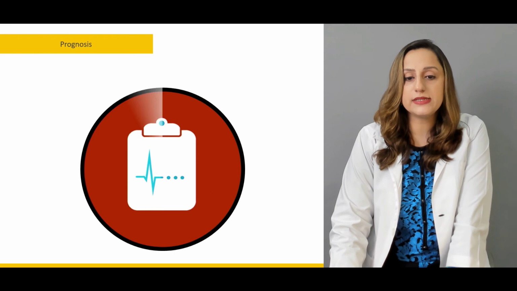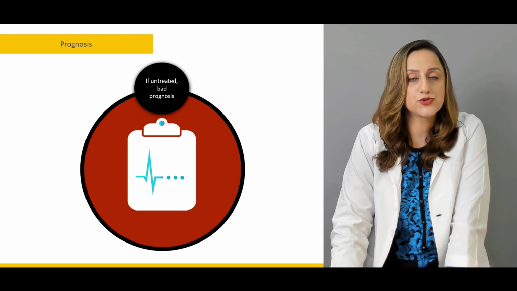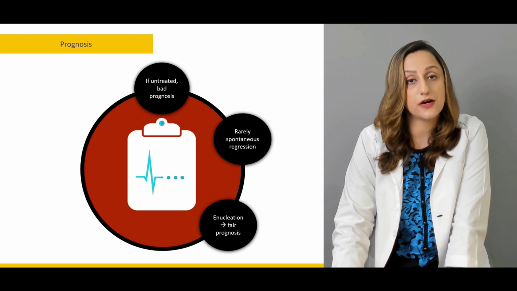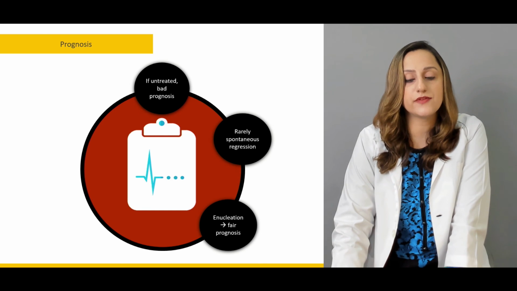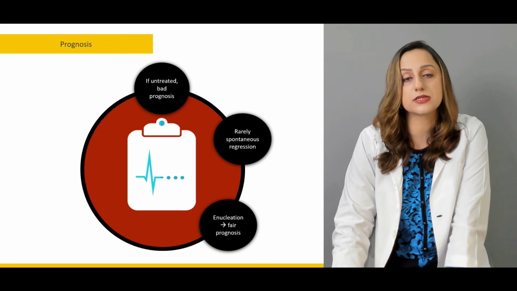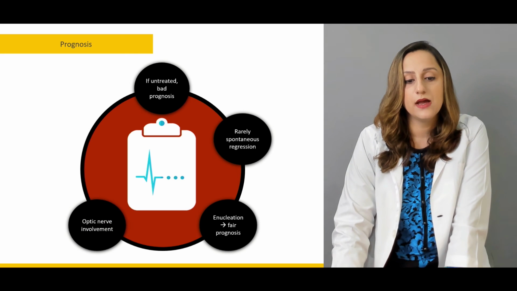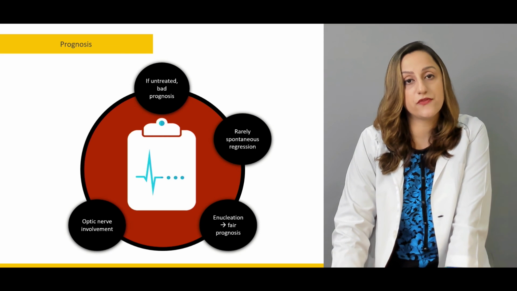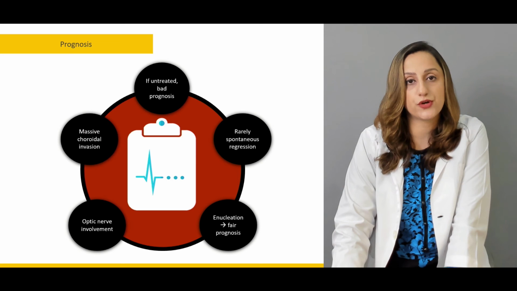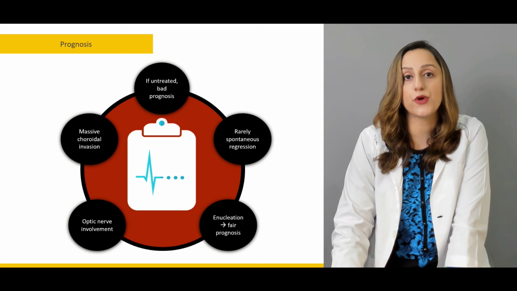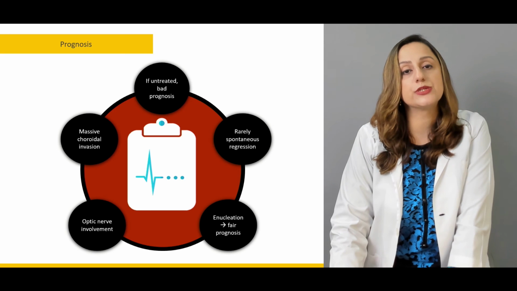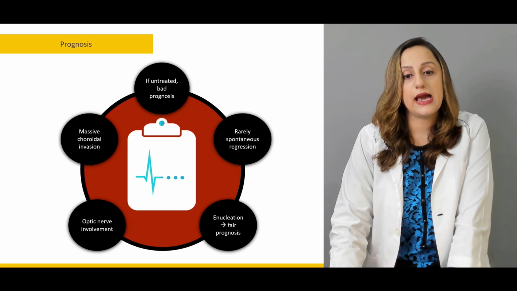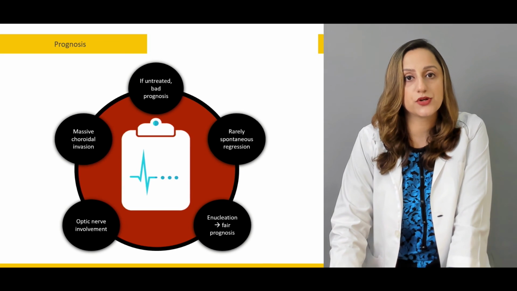The prognosis for these patients, if it's left untreated, is quite bad. Rarely spontaneous regression occurs after treatment. And enucleation, if it is performed in patients, the prognosis is quite fair for these patients. We can also have the optic nerve involvement, and if there is an optic nerve involvement, the prognosis would not be so good for these patients. If it is a massive choroidal invasion, even in these patients, they would suffer from hemorrhagic phenomena in the vitreous, and that would again be a bad prognosis.